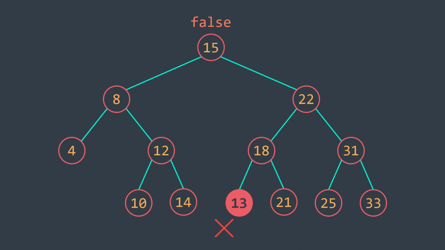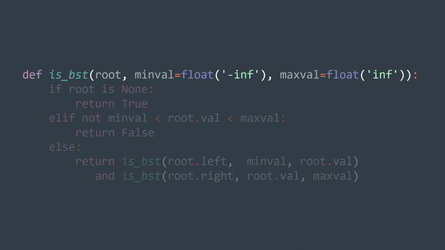We can notice that we were working with two variables minval and maxval that represent the range that has to be respected by the actual node. So in code, in addition to the root, we will have two other parameters minval and maxval, whose initial value is -infinity and infinity respectively because the root doesn't need to respect any particular range, it can be anything.